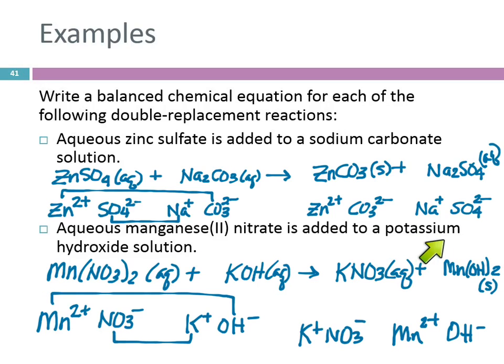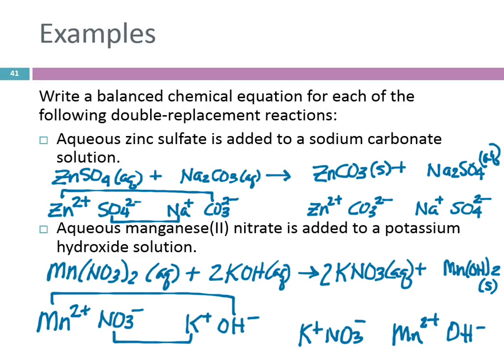And then we have to balance this. There's one manganese and one manganese. There's two hydroxides, and here's only one. So if I put a 2 here, 2 hydroxides, 2 potassiums, 1 potassium. Okay, put a 2 there. So the potassiums are good. 2 nitrates and 2 nitrates. On these types of reactions, balancing polyatomic ions as units is always a good idea. Any questions?